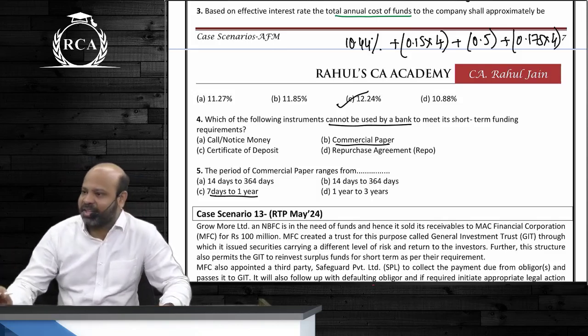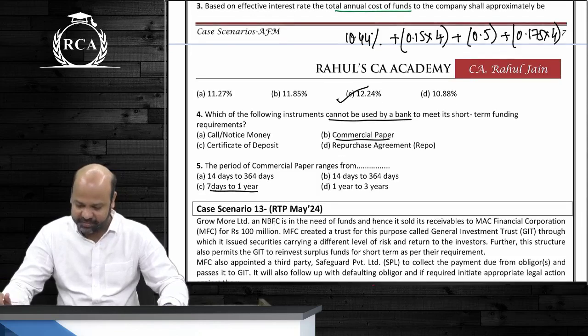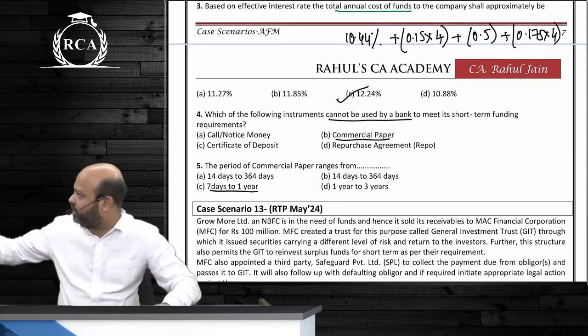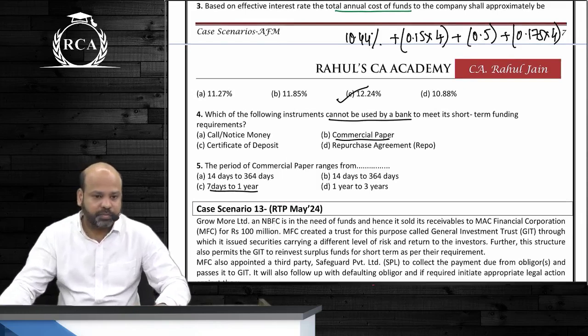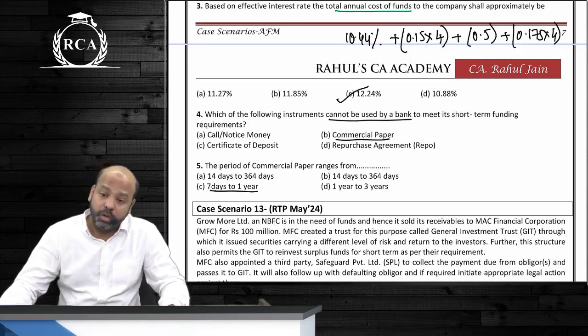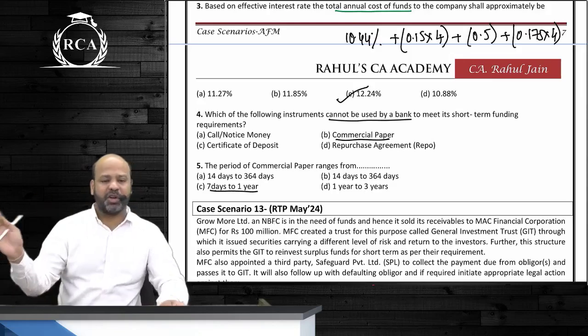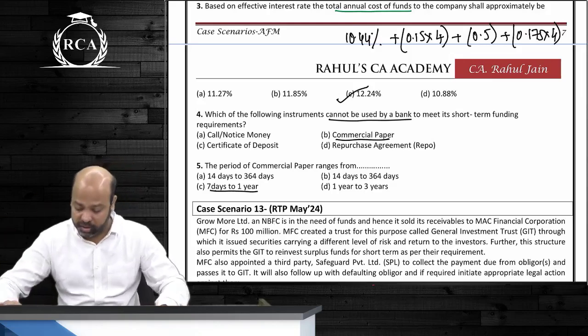अरे सपने देख रहा क्या रे तू? Maturity beta 7 days to 1 year. Repo can be for any period, guys. Call and notice money will be from 1 to 14 days. Certificate of deposit, commercial paper, दोनों का period of maturity will be 7 days to 1 year.